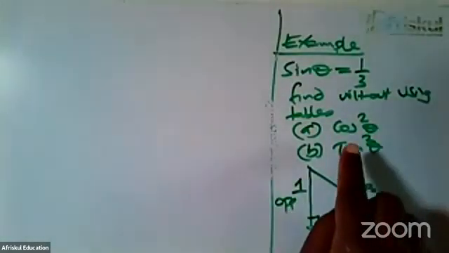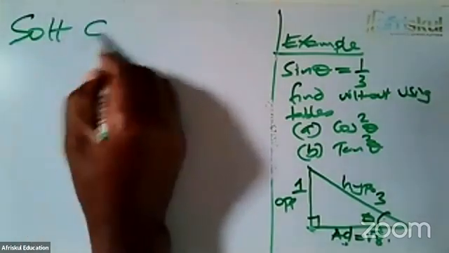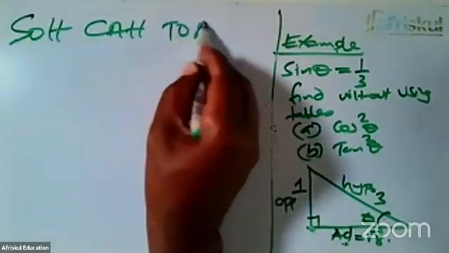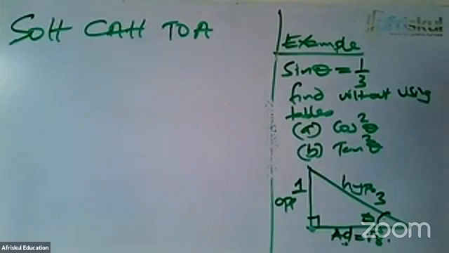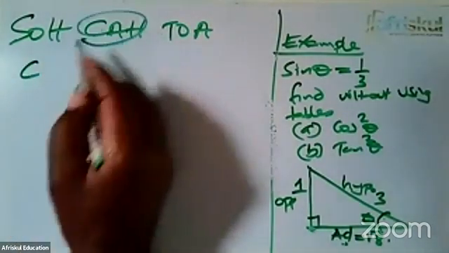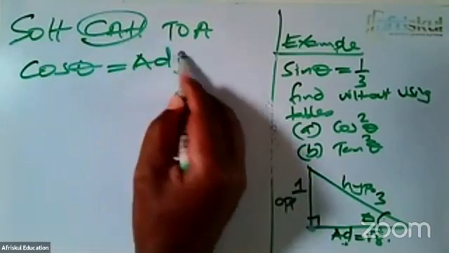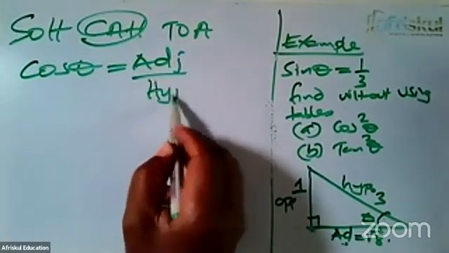So come back here. They want us to give them cosine theta squared. Now, ladies and gentlemen, listen to me very well. Which model am I using? We are using SOHCAHTOA. Now that they want us to give them cosine, we know that cosine theta equals adjacent divided by hypotenuse.